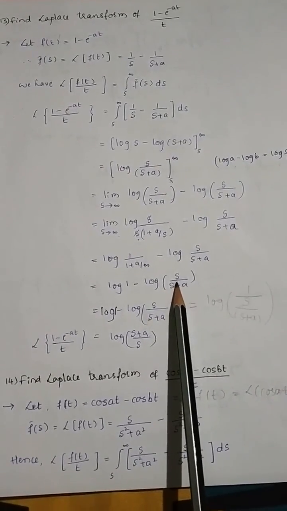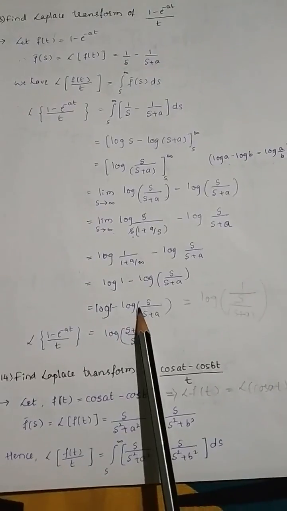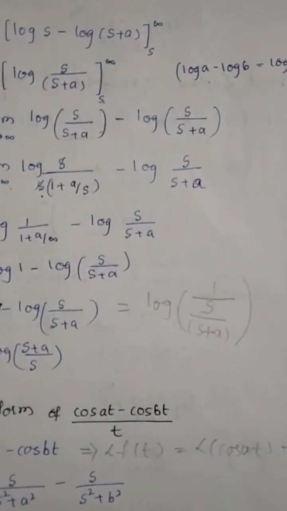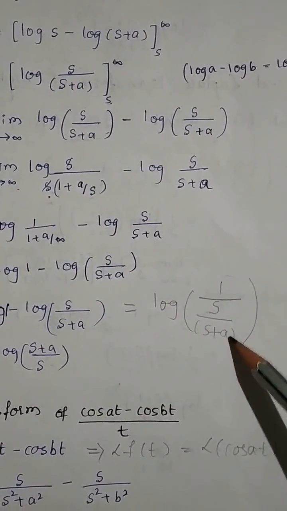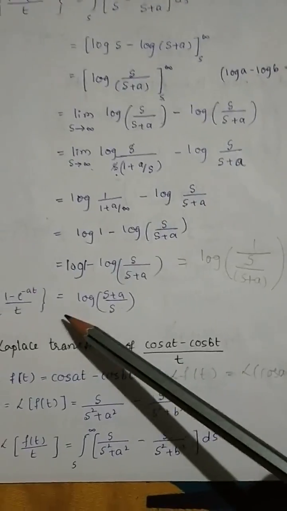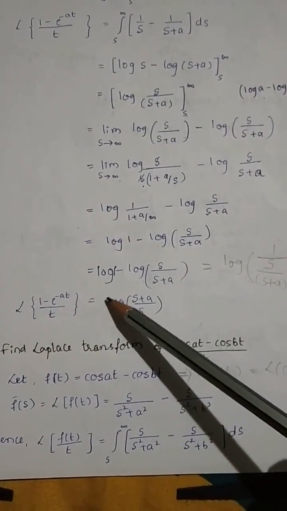Now again using the second law of logarithm, we write this as log of 1 upon s upon s plus a, or this becomes s plus a going to the numerator. We have obtained the Laplace transform of 1 minus e raised to minus at upon t as log of s plus a upon s.